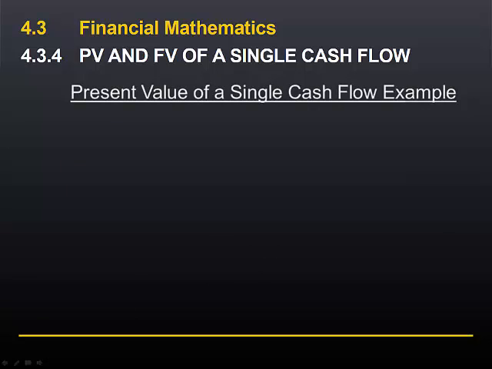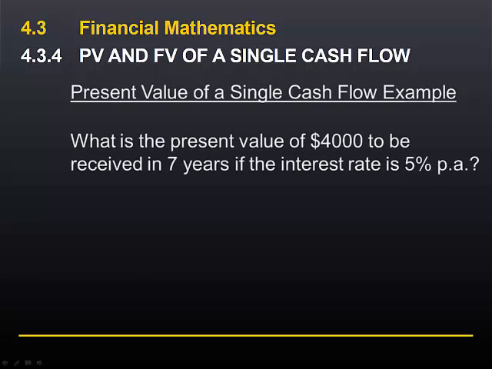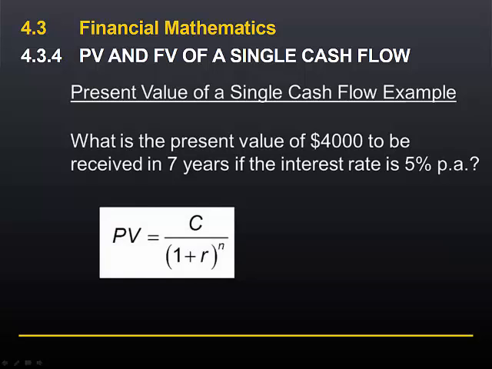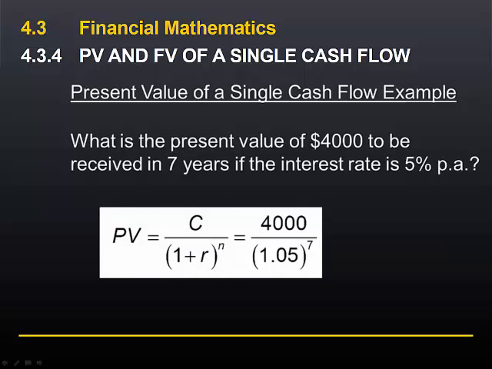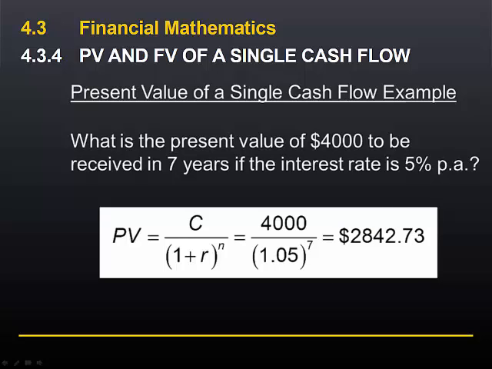Let's use another example to illustrate the use of this formula. What is the present value of $4,000 to be received in 7 years if the interest rate is 5% per annum? This is the formula we need to use. This is how we substitute in the variables, and the answer is $2,843 to the nearest dollar.